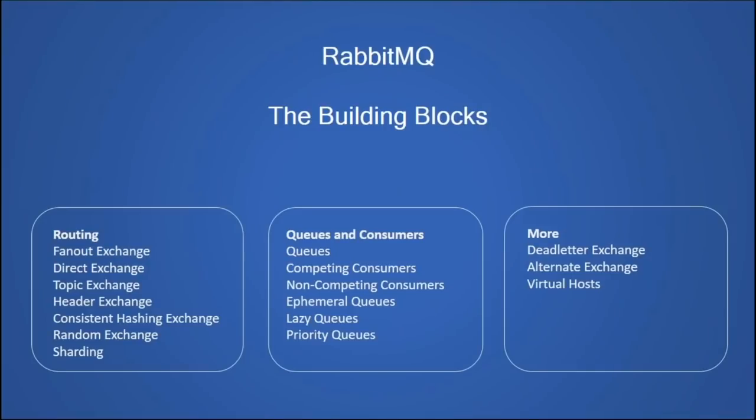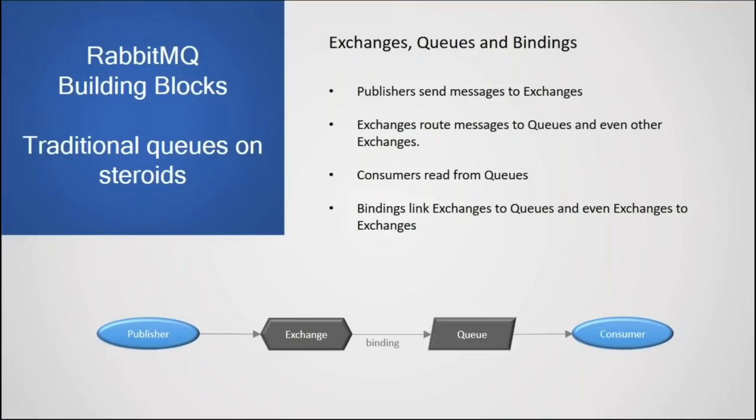So let's have a look at the building blocks of RabbitMQ, which is all about routing through exchanges and consumption through queues and consumers, and some extra things like dead letter exchanges, alternate exchanges, and virtual hosts. So at the core is exchanges, queues, and bindings. Publishers send messages to exchanges, and consumers read messages from queues. And in between, we have bindings. Now, queues can bind themselves to exchanges, and that way we can do routing from exchange to queue.